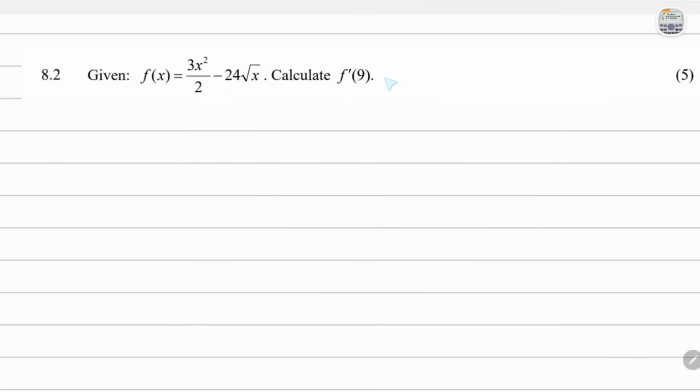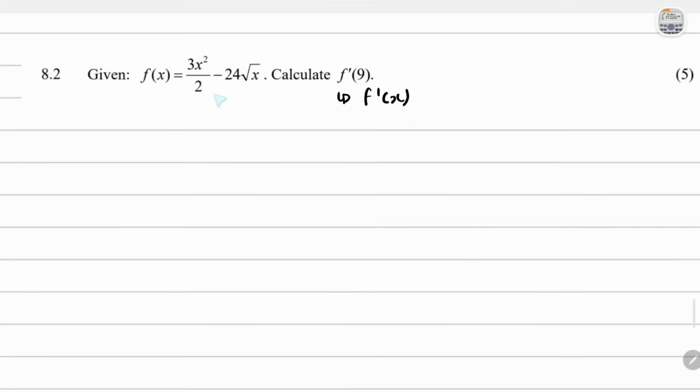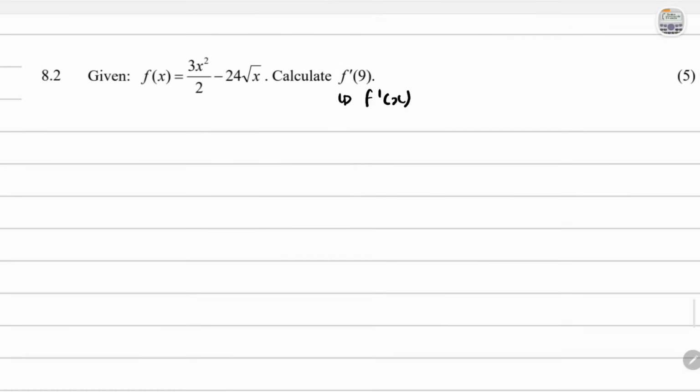So to find f prime of 9, we first have to find f prime of x, and then we can substitute a 9 in there. So how do we find f prime of x here? Well, this is not ready to be derived yet. Of course, the x is in the numerator, but we have a surd with x in it, so we need to fix that.